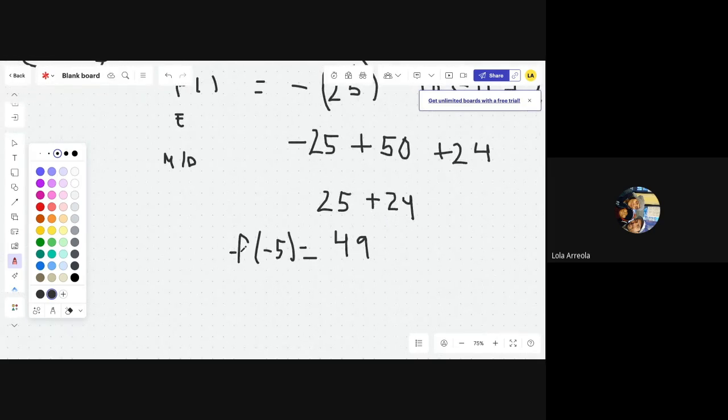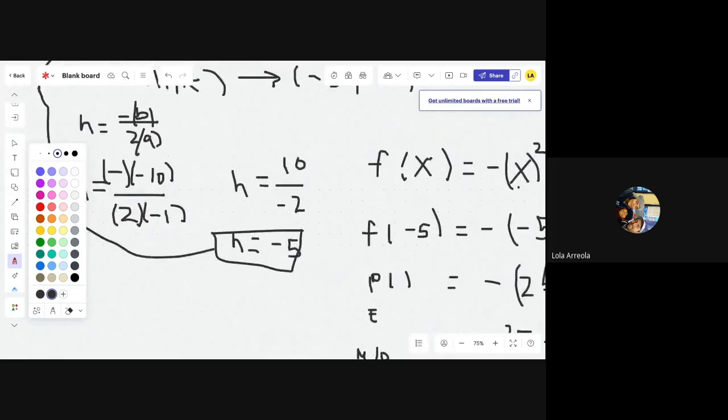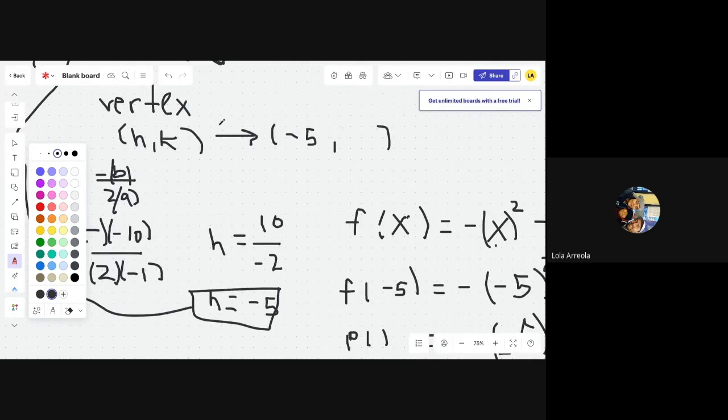F of negative 5, when I plug in my h value, f of h, because again, negative 5 came from h when I solved for h, is equal to k. So when I plug in my h value to my original function, I get my k value. So what does k equal? 49. So when I was solving for h and k, I finally found my k value. K is equal to 49.